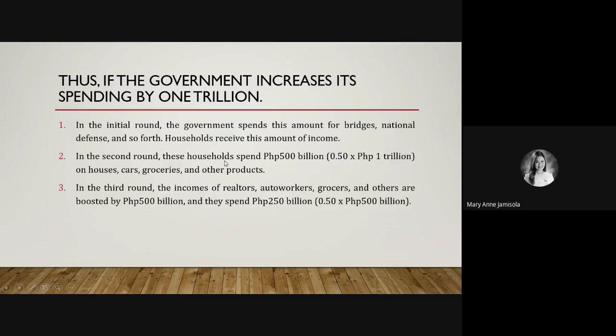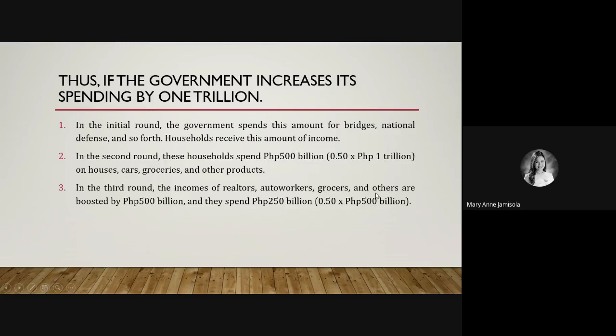So these households spend the 500 billion, let's say, on houses, cars, groceries, and other products. This spending by the households, 500 billion, is passed on to the owners of what they bought. So that is income on their part, for those who sold. So in the third round, the incomes of realtors and auto workers are boosted by 500 billion, from what the households spent. And since the marginal propensity to consume is 0.5, they do not spend all 500 billion again. The other half was saved. Only half of the 500 billion was spent, so only 250 billion, and so on.